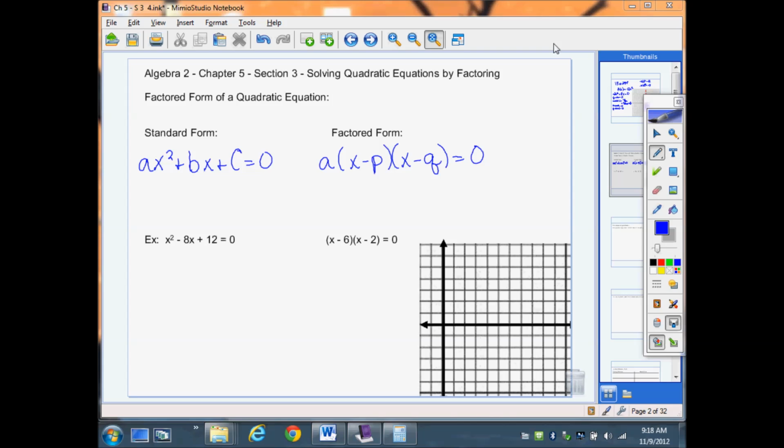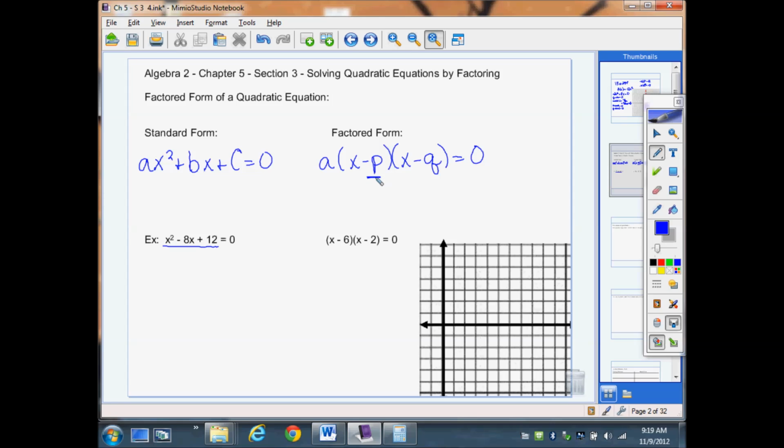So for our example, here's our standard form where a is 1. So we don't really need to factor that out. But if we factor this trinomial, it's going to give us x minus 6 times x minus 2. So this would be our factored form.